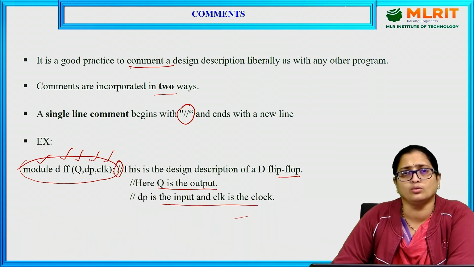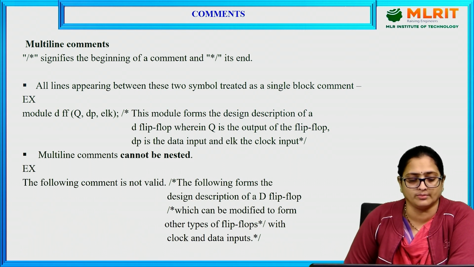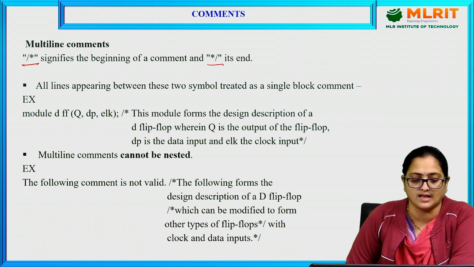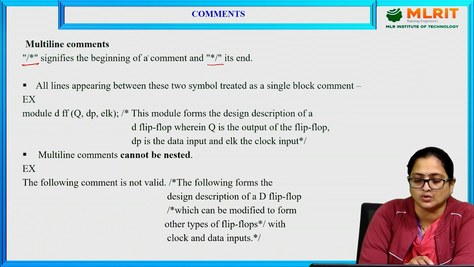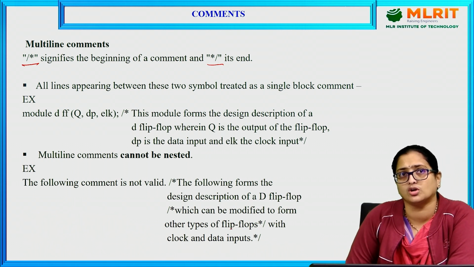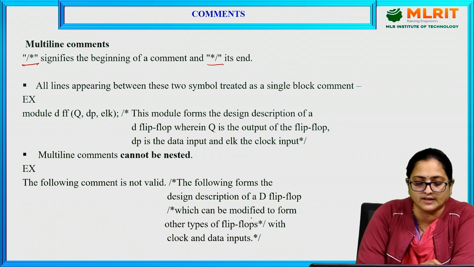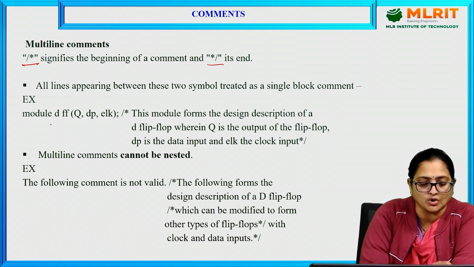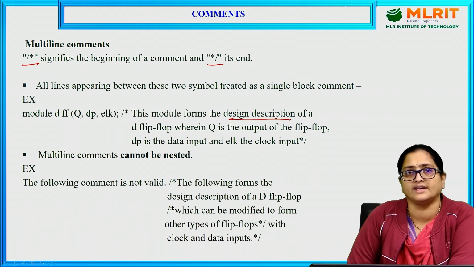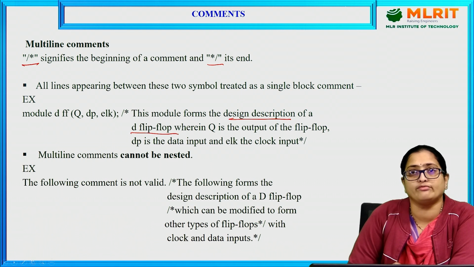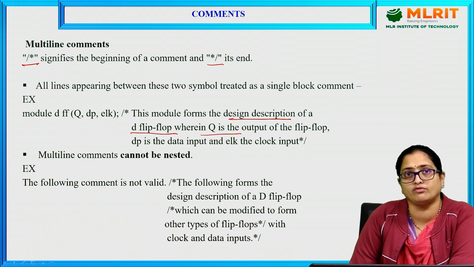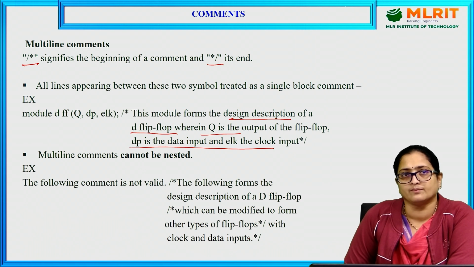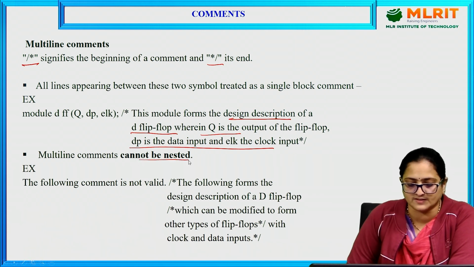Okay. Similarly, we have multi-line comments. Multi-line comments start with slash and star, and end with star and slash. All the lines appearing between the two symbols are treated as a single block comment. In the same example, instead of writing in three lines, I'm writing in a single line. That module is a design description, and I'm writing the code for a D flip-flop, where Q is an output of the flip-flop and D and clock are the inputs of your code. And multi-line comments can also be nested.